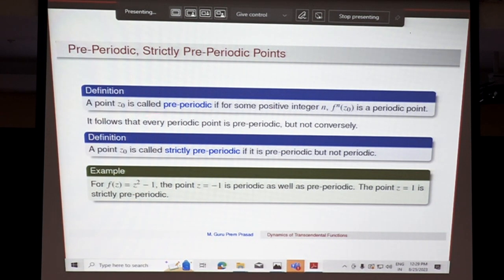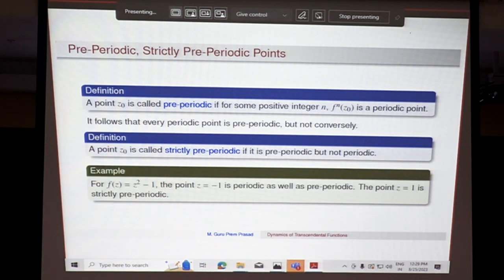Sometimes it may happen that certain points are not initially periodic, but later on they become periodic. Such a point we call strictly pre-periodic. In general, the definition of pre-periodic is that for some positive integer n, f^n of z naught becomes periodic. For example, for the function z square minus 1, minus 1 is periodic, whereas z equal to 1 is strictly pre-periodic. So 1 is mapped to 0, 0 is mapped to minus 1, then minus 1 is periodic.